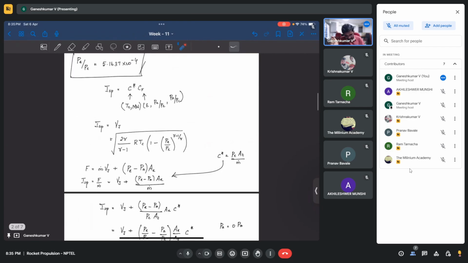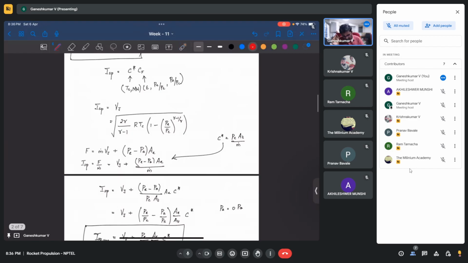Once we found that, we know that ISP is a function of TC, molecular weight, epsilon, PE by PC, and PA by PC. Since all of this is happening in vacuum conditions, in the geostationary satellite, we need to additionally take the pressure thrust into account. That's why we have these additional terms. So all these parameters we know except TC. ISP also we know, so we use this relation to find the temperature.